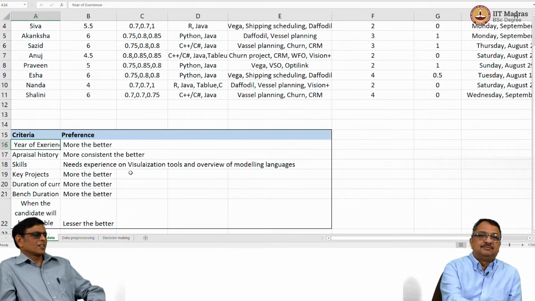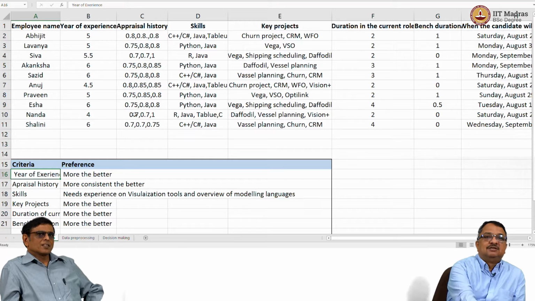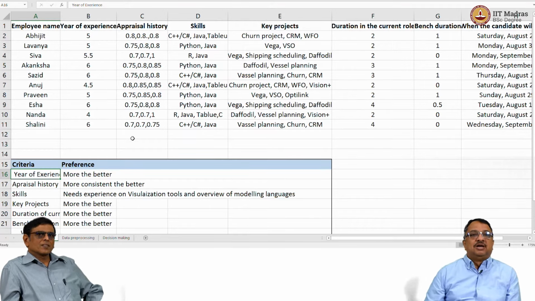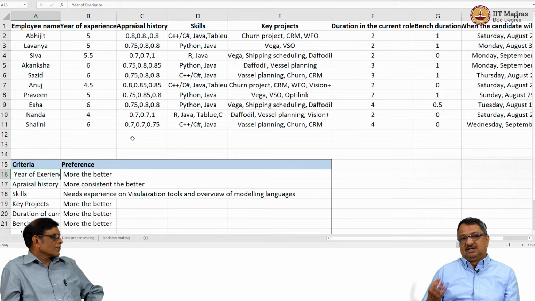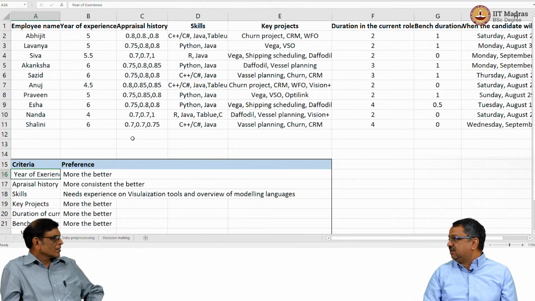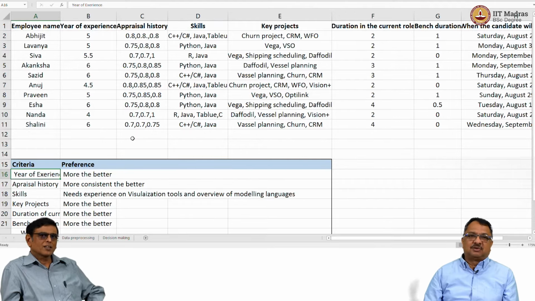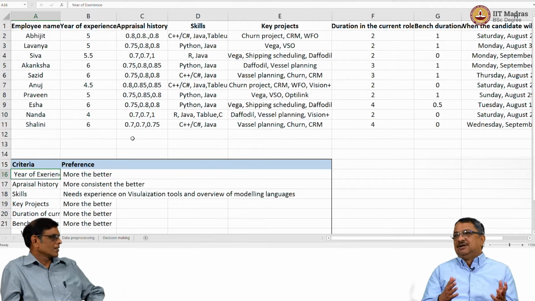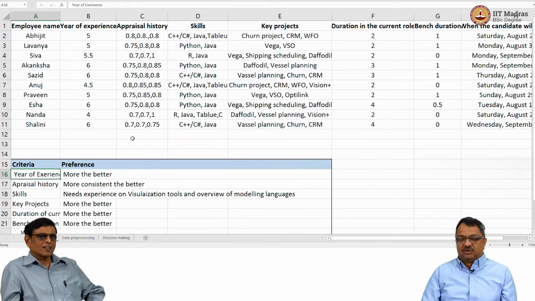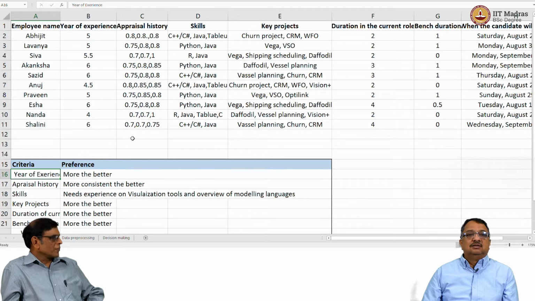And that data is given separated by commas. So 0.8, 0.8, 0.8 means that this person has had 3 annual appraisals, and every year he has got 0.8 as a rating, out of 1. So I'm assuming that it's on a scale of 0 to 1. So it's probably a good rating, right? Probably, but we'll need to look at how others have got rated before we decide whether 0.8 is good or not. So we have years of experience, we have appraisal rating.